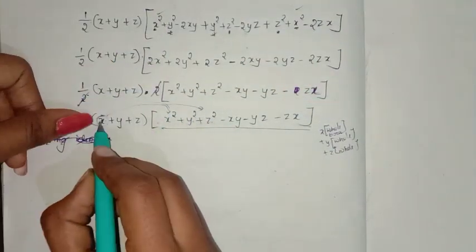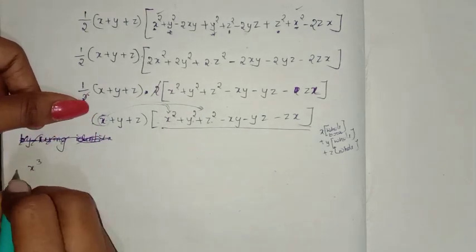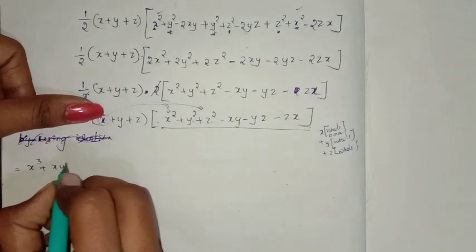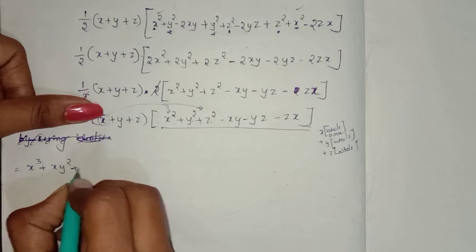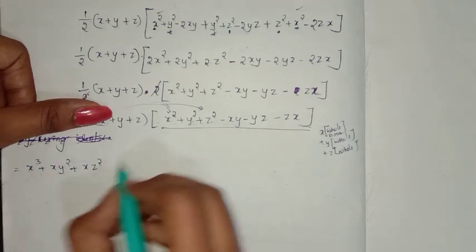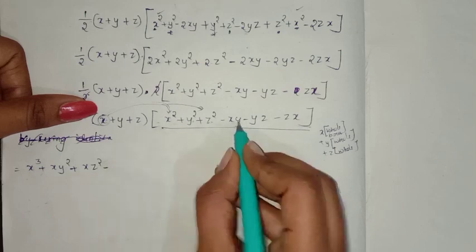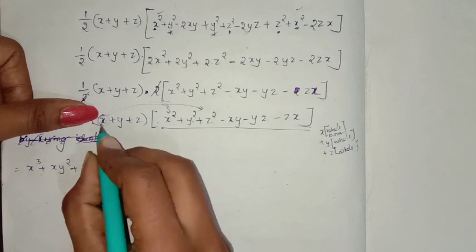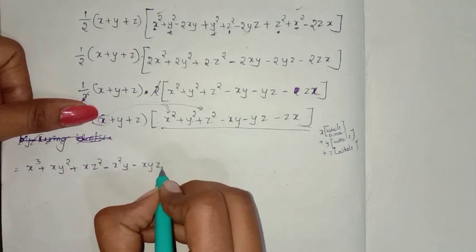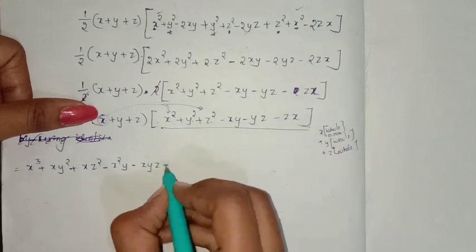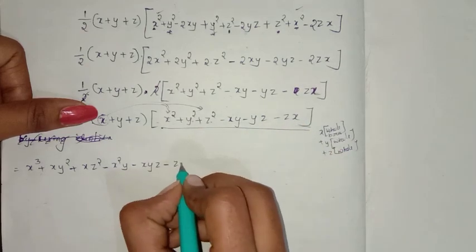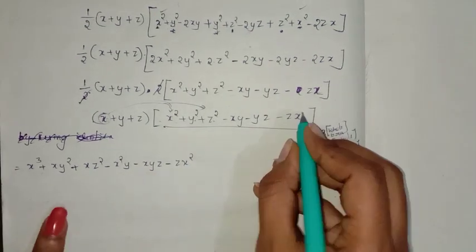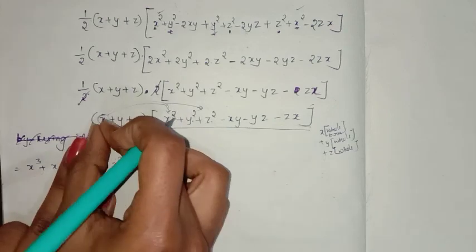So x into x square, that is x cube, plus x into y square, that is plus x y square, and x into z square, plus x z square. Then minus x into x y, minus is there, so that is minus x square y, minus x y z, and minus x into z x, so z x square. So x terms get over.